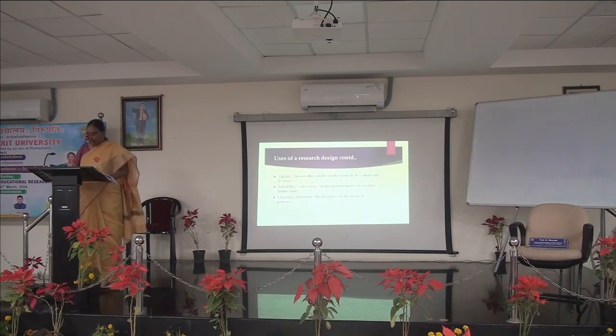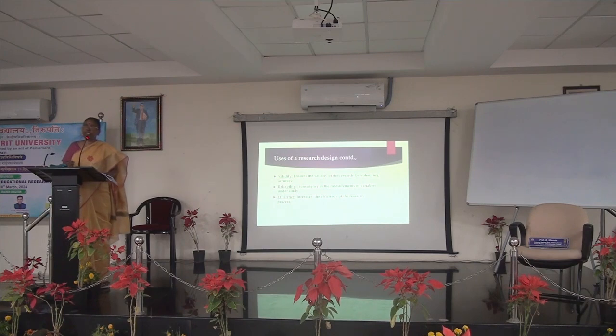Efficiency: research design increases the efficiency of the research process. You can conduct your research most efficiently because you know the direction, your tools are valid and reliable, and you have tested established methods. So you are very confident to proceed, and it makes you efficient in conducting the research.